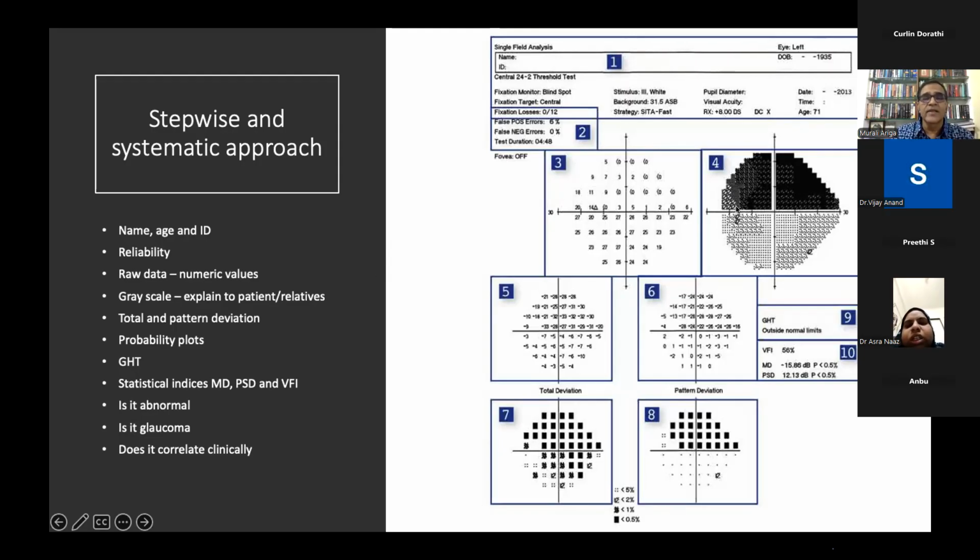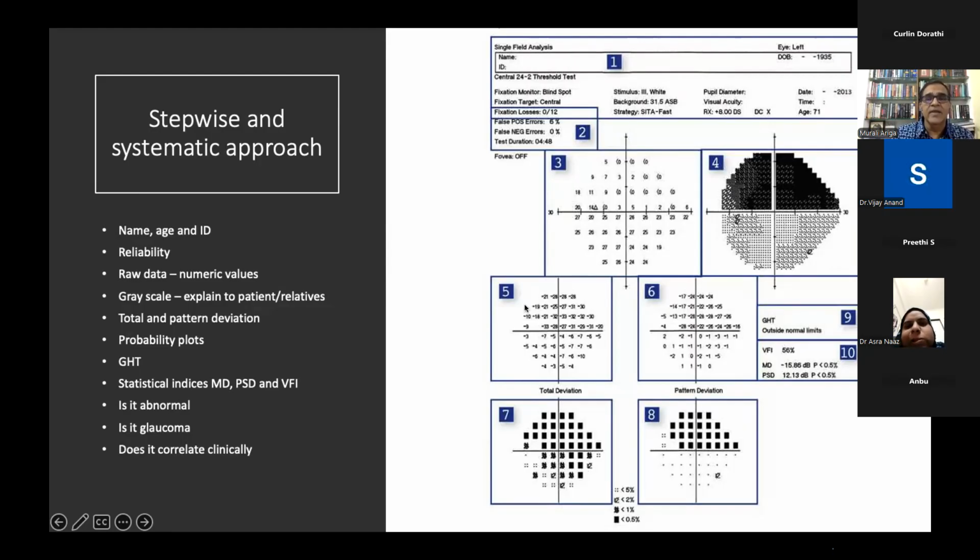And we have a grayscale, which is an extrapolation of the data in 5 decibel steps to show you different colors, dark and gray areas and dark areas. This is useful to explain the sort of field loss the patient is experiencing to the patient and the relatives, but not really useful from an ophthalmologist's perspective. The total and pattern deviation are number 5 and number 6 in the stepwise interpretation. The total deviation is how much the patient has deviated from expected threshold values. And the pattern deviation takes off generalized depression like cataract, media opacity, refractive errors, and so on, and gives you the underlying field defect.